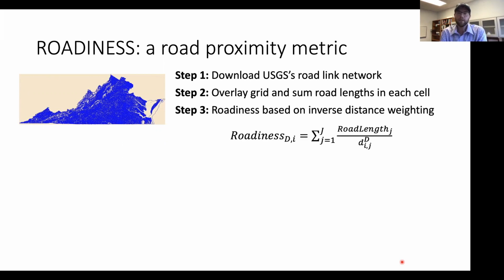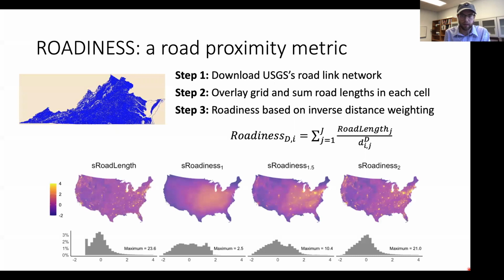We then define roadiness based on the inverse distance weight of all of the road lengths in grid cells other than the grid cell of interest. So the roadiness in cell i, defined for this capital D, is the sum of all of the road lengths in all of the other cells, j, divided by the distance between cell i and cell j. That distance is a function of this capital D, and for capital D we've assigned values of 1, 1.5, and 2, and I'll show you what that leads to in this figure.